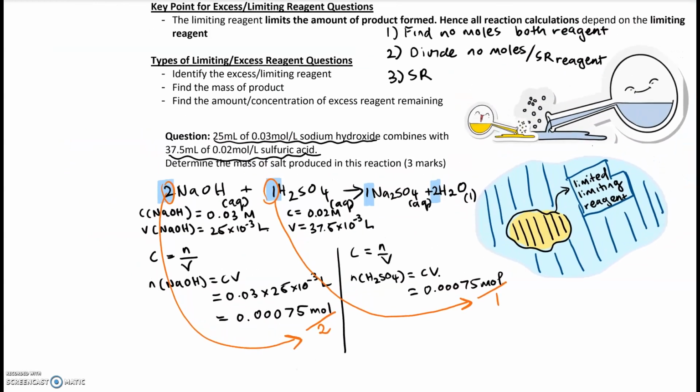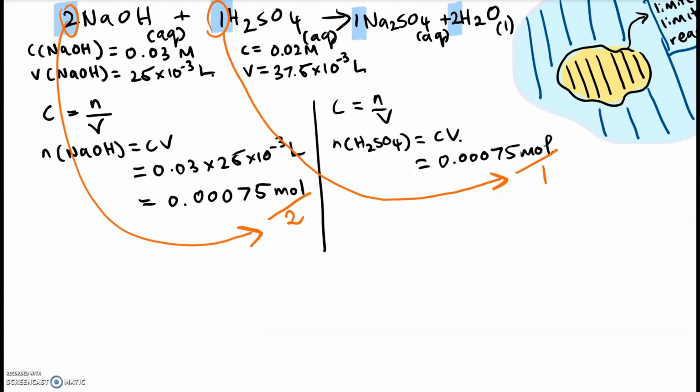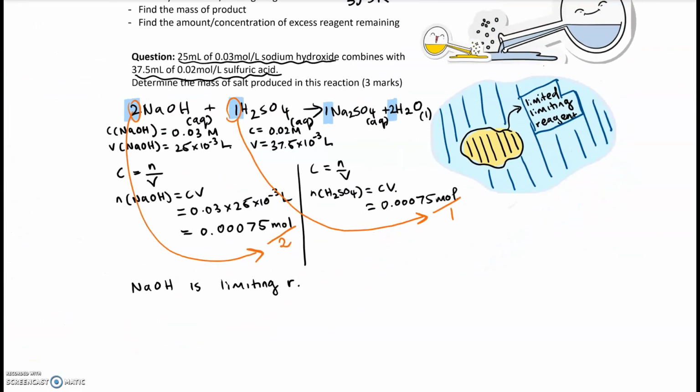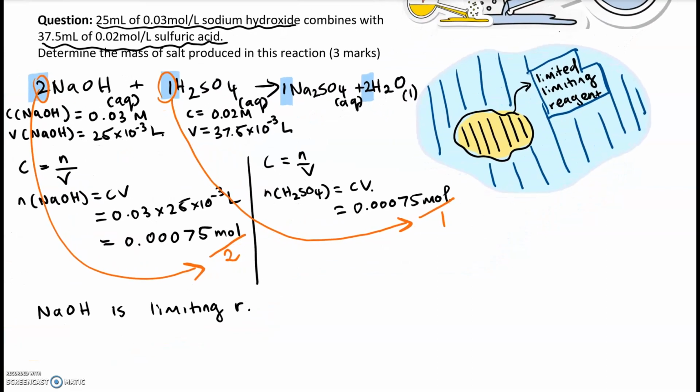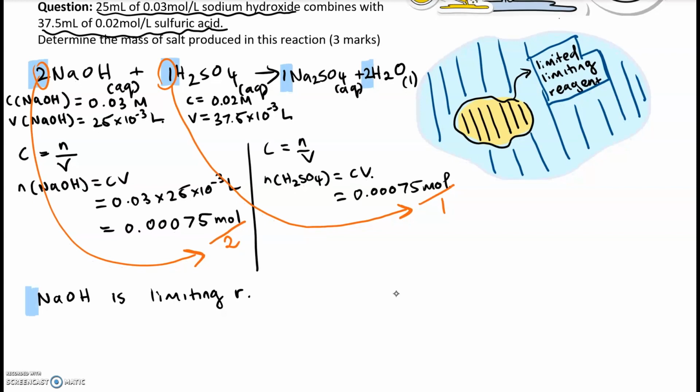And this is what step 2 is referring to when we divide the number of moles by the stoichiometric ratio in front of the reagent. So clearly we have that sodium hydroxide is the limiting reagent. So it's the yellow solution in this spill analogy. Now recall we said the limiting reagent limits the amount of product formed. So what we're going to do now is perform all calculations with respect to the limiting reagent sodium hydroxide. We're going to ignore the excess reagent sulfuric acid.